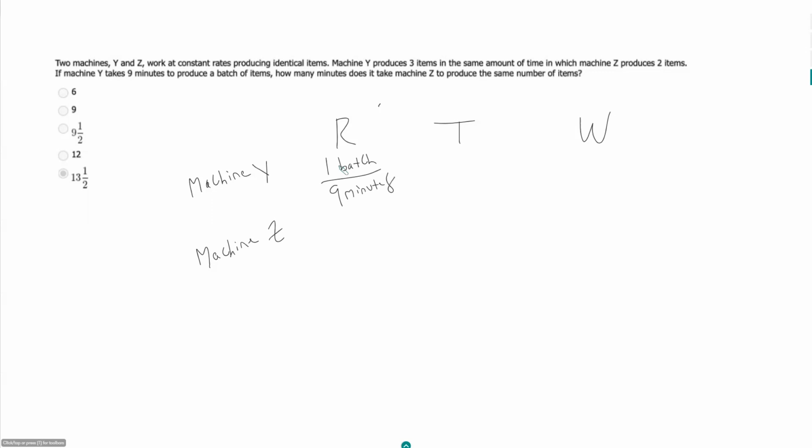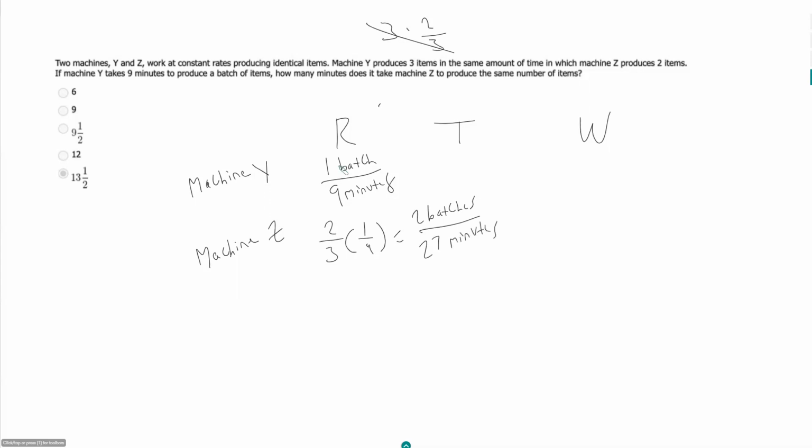What is this saying? This is telling me that if machine Y produces 3 items in the same amount of time in which machine Z produces 2 items, then Z's rate should be slower than Y's rate. How much slower? Well, 3 times 2/3 is equal to 2. So machine Z's rate should be 2/3 machine Y's rate. So machine Z's rate is 2/3 times 1/9, which gives me 2 batches every 27 minutes.